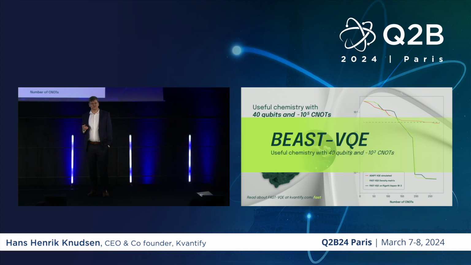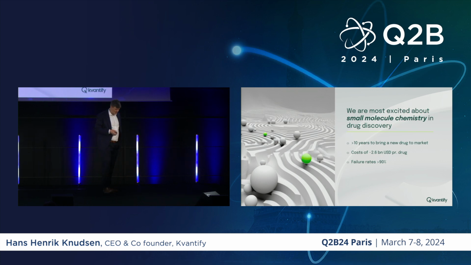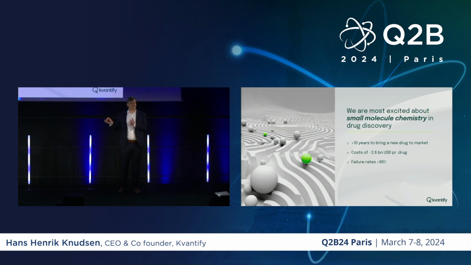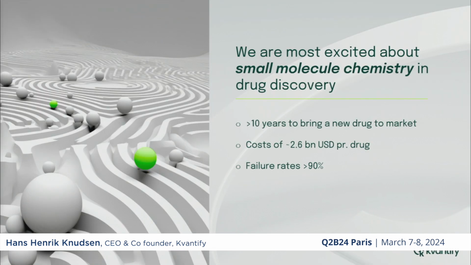So what do we use it for? Well, as I mentioned, we're very excited about small molecule chemistry, and in particular drug discovery, because it's an area where small molecule chemistry really has a lot of value if we can get better at it. Existing drug development cycles take more than 10 years to go from an idea to actually having a drug on the market. It costs you more than $2.5 billion to go there. And then when you enter clinical trials, you still have a 90% failure rate. It's part of the explanation why new drugs are so expensive, and also we're not very successful at bringing a lot of new drugs to market.